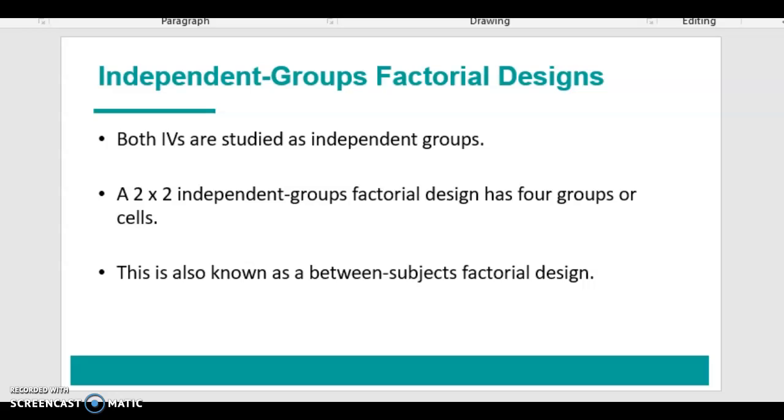A 2x2 independent groups factorial design will have 4 groups or cells. A 2x3 will have 6, and so on. Independent groups are also known as between subjects or between groups, because we are looking at the differences between different people or different groups. Nobody is being repeatedly measured to see a difference.